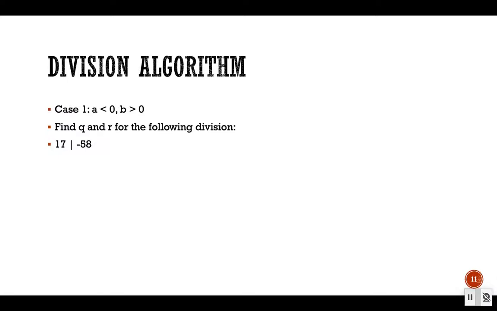Hello everyone. So we are talking about the division algorithm. In the division algorithm, we saw all the examples. We saw a couple of examples where a and b both are positive integers, and we can find the quotient and remainder for the division where one number divides another number.